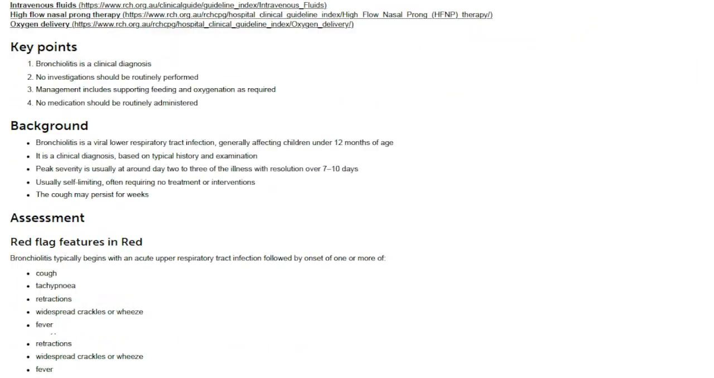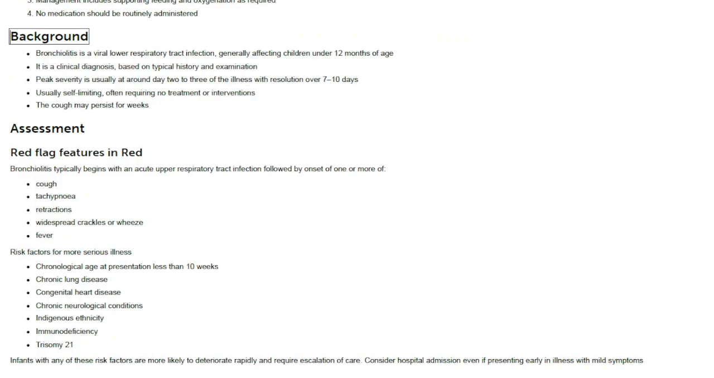Bronchiolitis. Key points. Bronchiolitis is a clinical diagnosis. No investigations should be routinely performed. Management includes supporting feeding and oxygenation as required. No medication should be routinely administered.